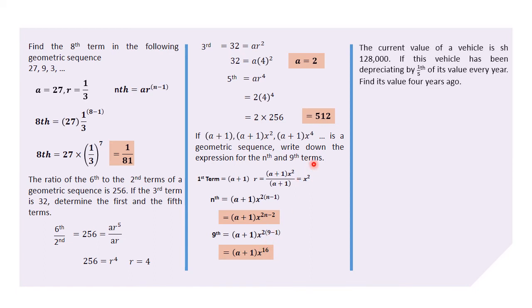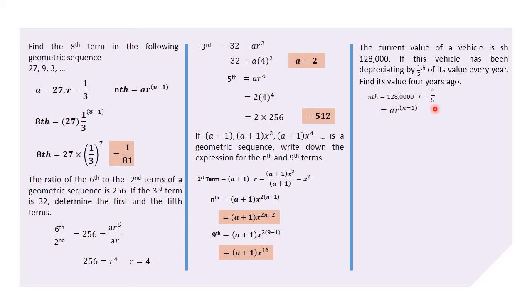We now turn to the last example. We're told the current value of a vehicle is 128,000 shillings. This vehicle has been depreciating by a fifth of its value every year. So find its value 4 years ago. What was the value 4 years ago? Now we need to consider that the nth term is the current value, which is 128,000, and it's given by AR raised to the power n minus 1, again according to this particular expression we have been using.